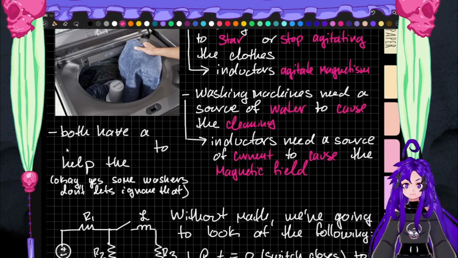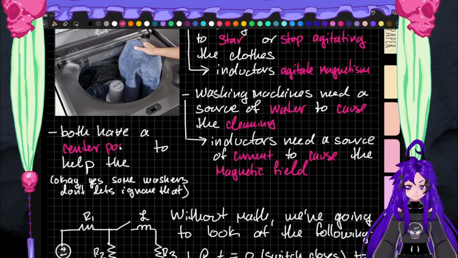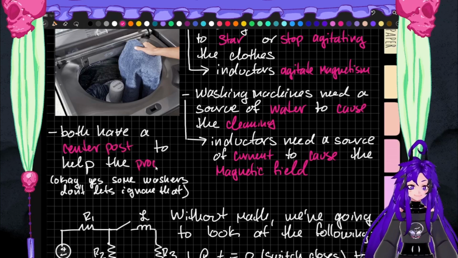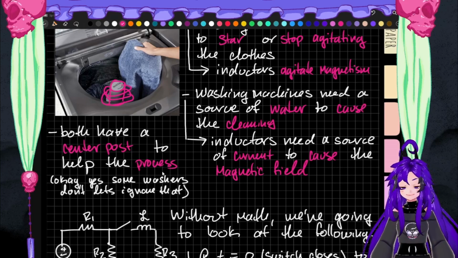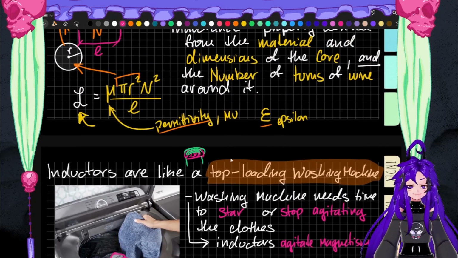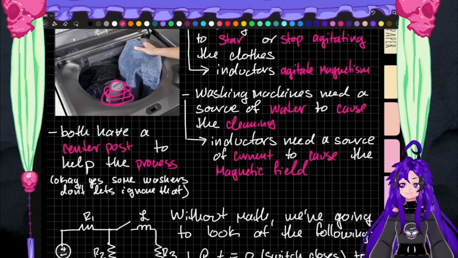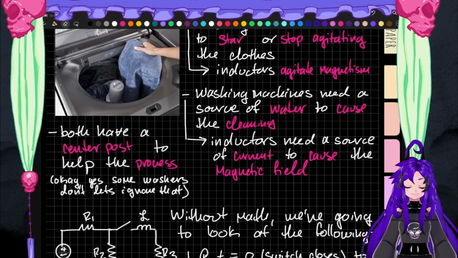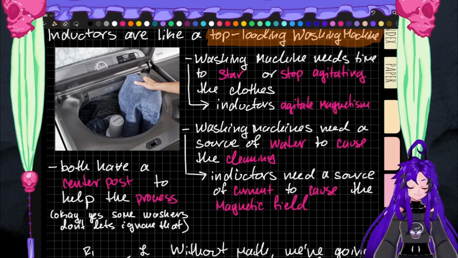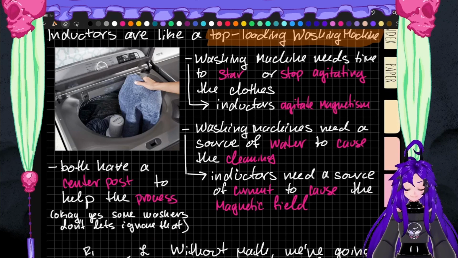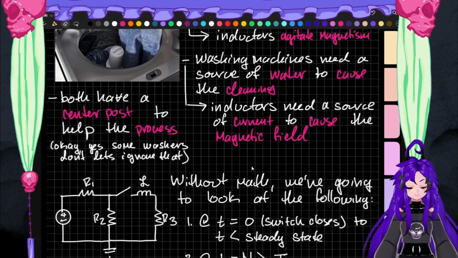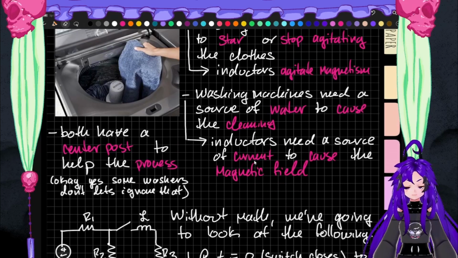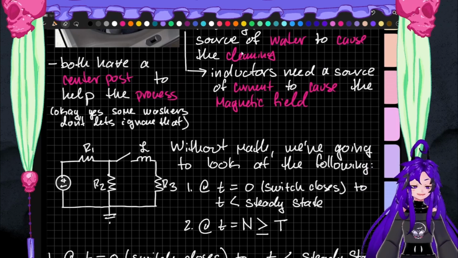And both of them have a center post to help the process. Both have a center post. It's just this one winds towels around it, and this one winds wire around it. So they're very similar in concept. Yeah, that sounds legit. And okay, I also recognize that there are washers that don't have center posts and aren't top loading, but we're gonna ignore that and keep with this.